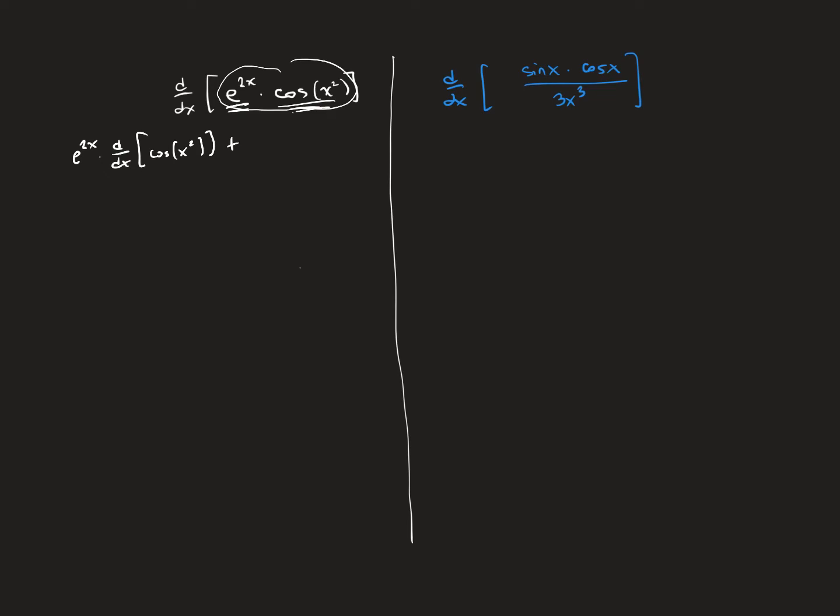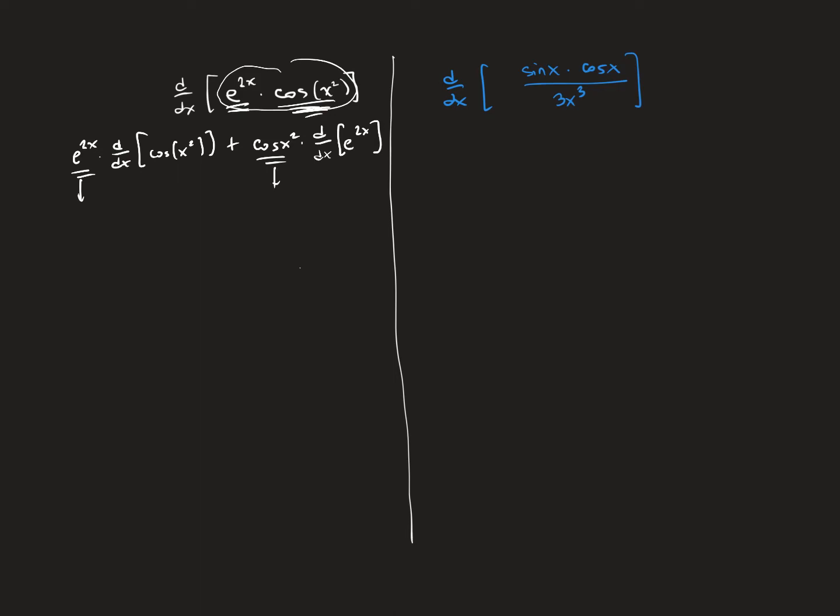Plus the second function, cosine of x squared, times the derivative of the first. And again, I'm going to punt on that. Like that. Now I can focus on the derivatives that I haven't done. This part and this part are set in stone. So we're just going to be bringing those down as we work.